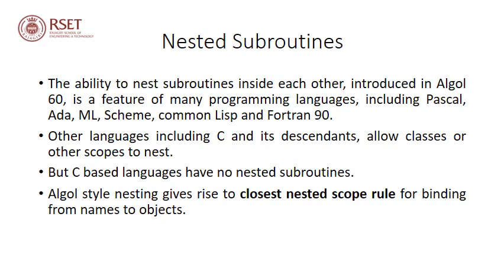Now let's start learning about the concept of nested subroutines. The ability to nest subroutines inside each other, introduced in Algol 60, is a feature of many programming languages including Pascal, Ada, ML, Scheme, Common Lisp, and Fortran 90. Other languages including C and its descendants allow classes or other scopes to nest, but C-based languages do not have nested subroutines. Algol-style nesting gives rise to the closest nested scope rule for binding from names to objects.